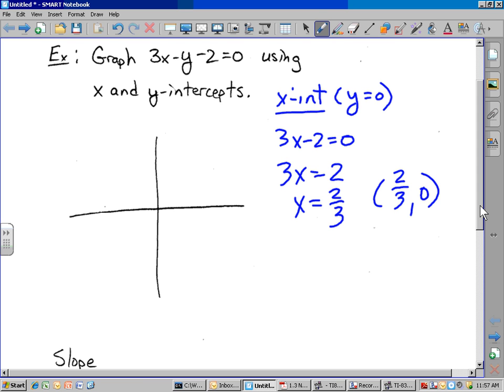We don't have a scale, so I'll just put 1 here. There's our 2 thirds. 0.